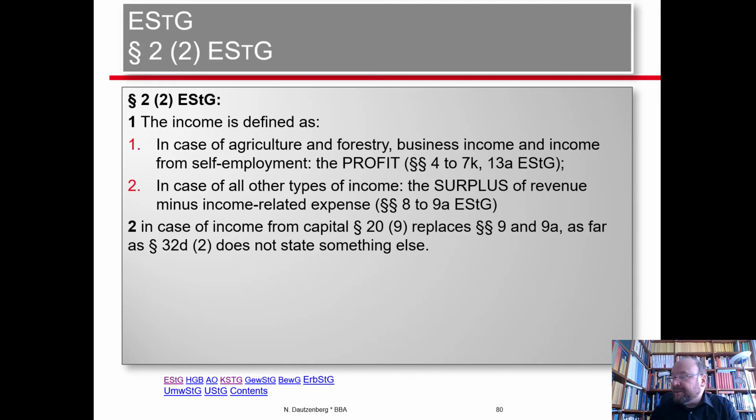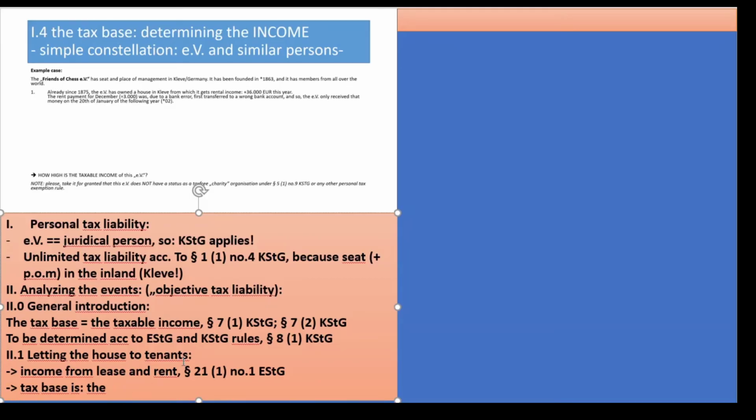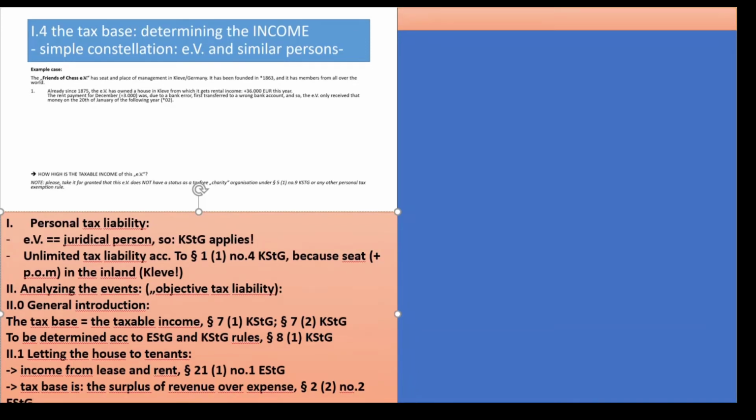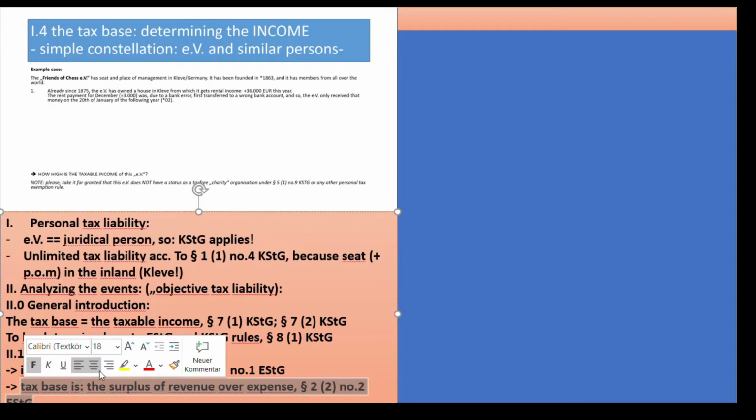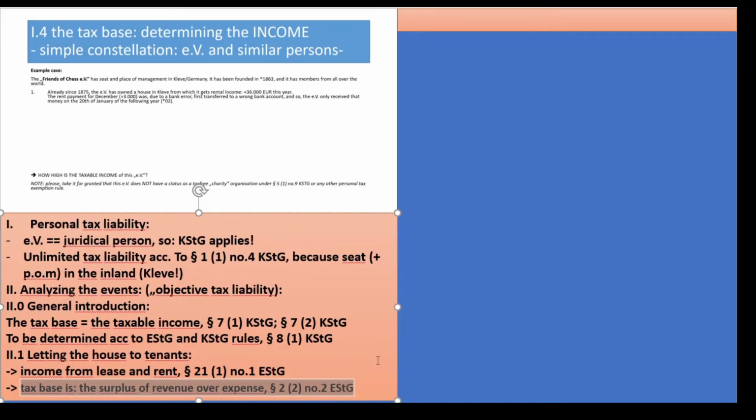So that already brings us another additional point, ladies and gentlemen, which we naturally note down. So tax base is the surplus of revenue over expense or income related expense to number 2 ESTG. By the way, in cases like these, you should always add the abbreviation for the tax act which is involved, because naturally we have here always to jump to and back between two different laws or tax acts, namely ESTG and KSTG, so you always need to give the concrete reference.